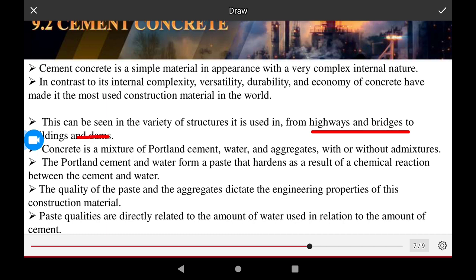Concrete is a mixture of Portland cement, water and aggregate, with or without admixtures. The Portland cement and water harden as a result of the chemical reaction between the cement and water. Cement and water form a solid structure.